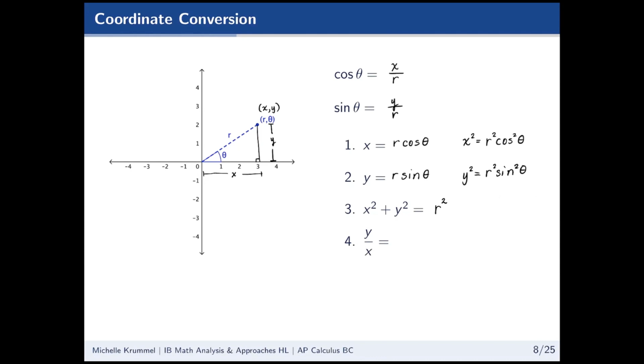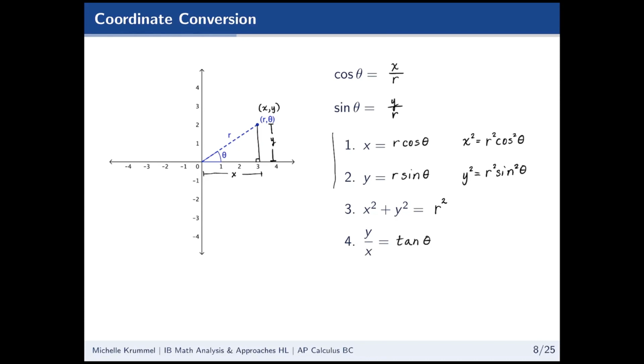And then y over x, well, we already have an equation for y and an equation for x. So y over x would be r sine theta over r cosine theta. We can cancel out the r's here, and we're just left with y over x equals sine theta over cosine theta, which we can also write as tan theta. So y over x equals tan theta.